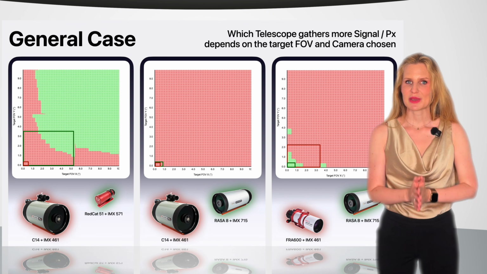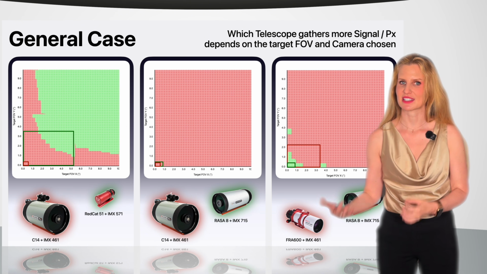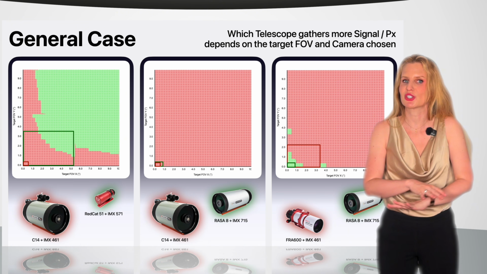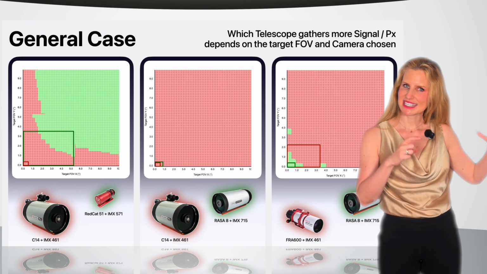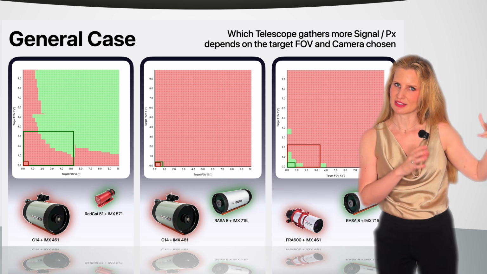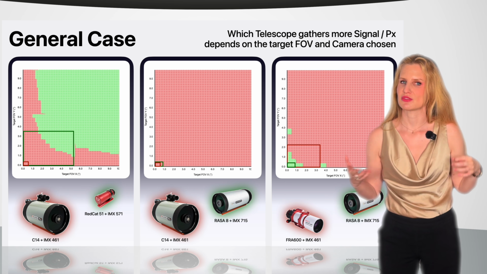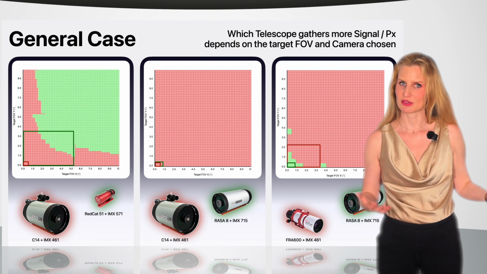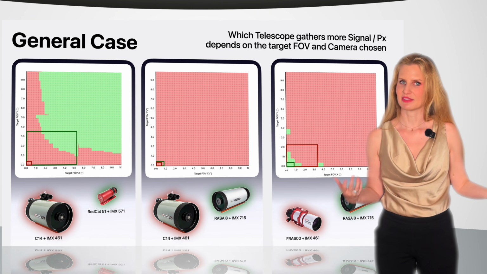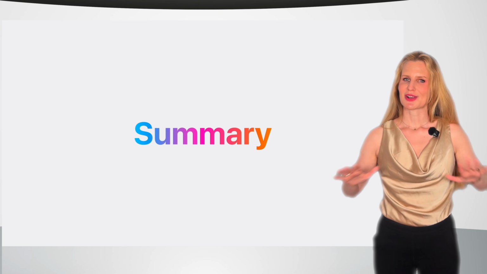We see the same thing when comparing the RASA to the FRA600. Previously, the refractor couldn't compete with the RASA, but once we switched to a tiny sensor with tiny pixels on the RASA, in an attempt to regain zoom, the FRA600 actually outperforms the RASA in nearly every field of view scenario. So what does this all mean for us?